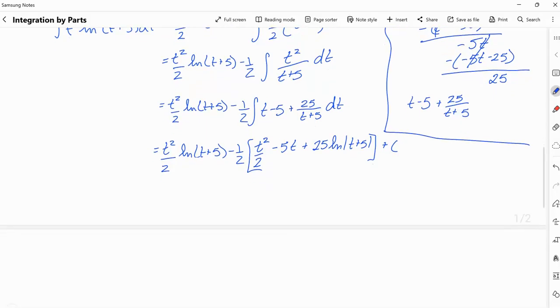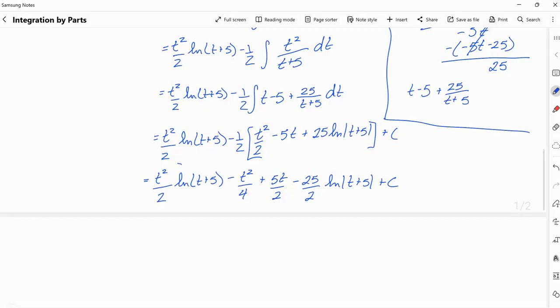And then we're going to clean this up just because it's really messy. I'm going to distribute that 1/2 to everything in here. So that's a negative t squared over 4 plus 5t over 2 minus 25 over 2 ln absolute value t plus 5, and then plus c. So there's my final answer.